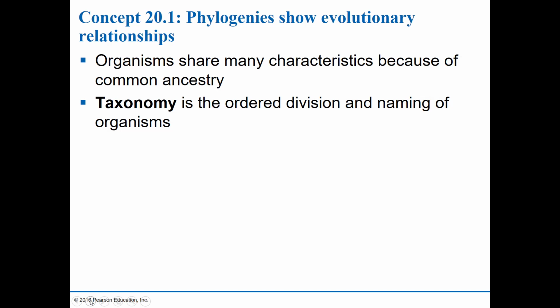Humans like to organize and group things together to make things make sense. And so basically that is what taxonomy is. It is dividing, organizing, and naming organisms. And if we didn't have taxonomy, then we wouldn't have names for things, like we wouldn't know the difference between humans and dogs, mammals versus reptiles, and vice versa.